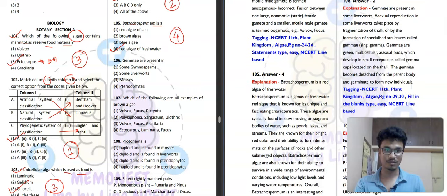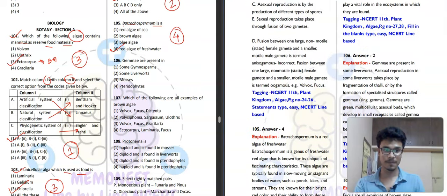It is saying that gemmae are present in some gymnosperms, some liverworts, mosses or pteridophytes. You know that gemmae are present in some liverworts. They are not present in gymnosperms, not in mosses and also not in pteridophytes. The second option will be our correct answer for this question. Moving towards the next question, 107.